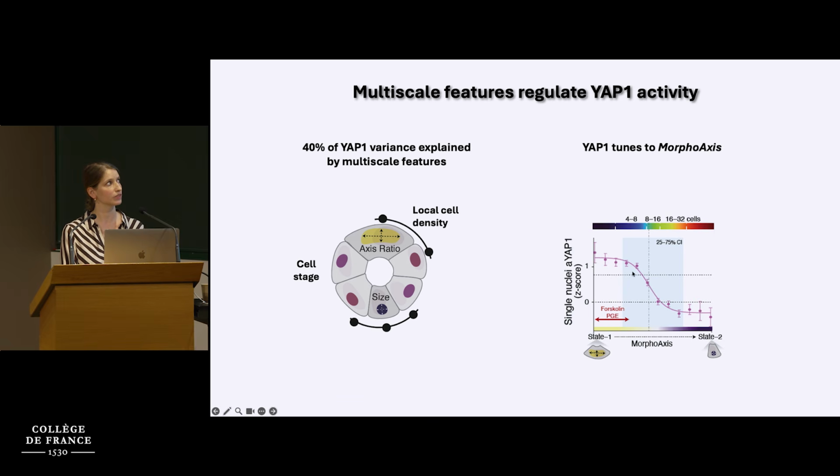And interestingly, this really forms a sigmoidal shape, where we see that, again, at this very steep region, this is exactly the state where the tissue enters this intermediate density. And this really suggests that small changes along this morphoaxis can already lead to big changes in YAP activity. And that also could explain why you have this heterogeneity establishment.